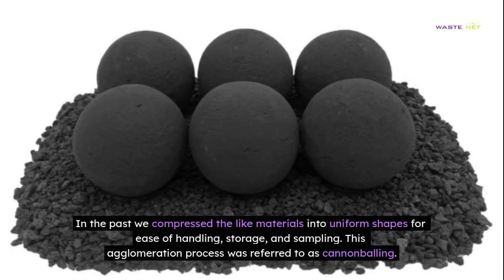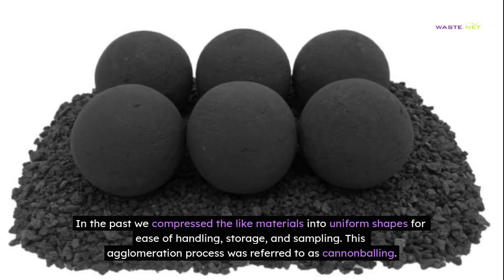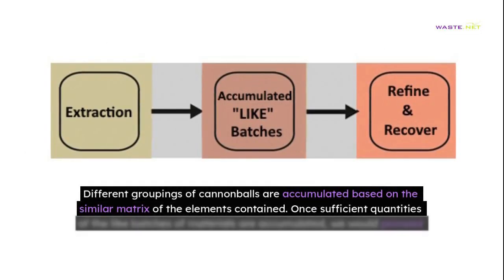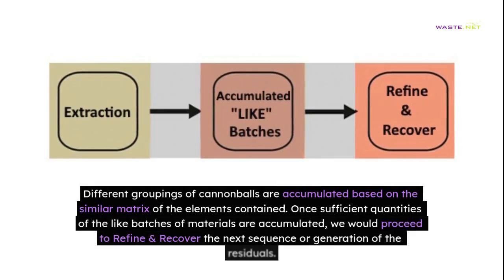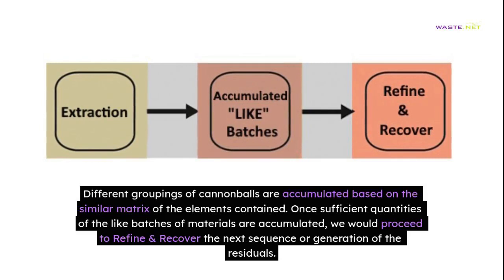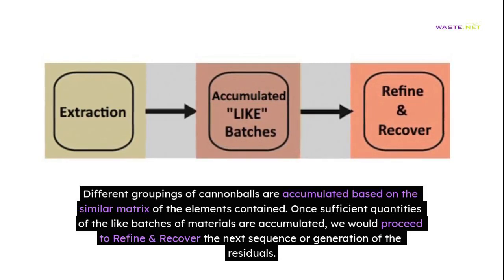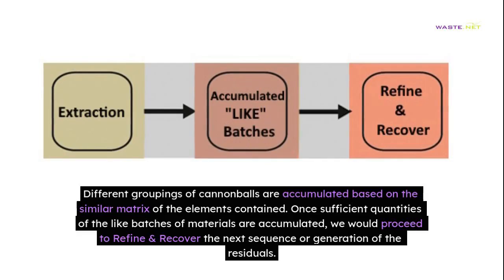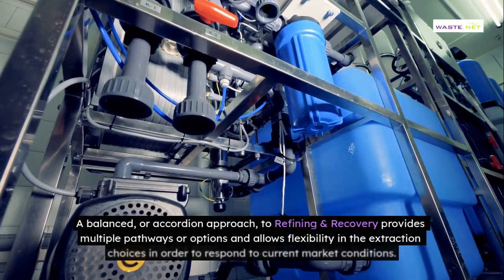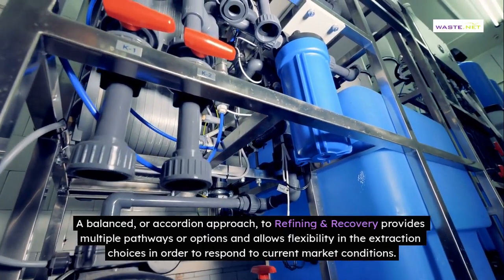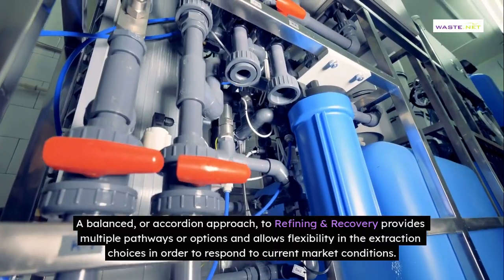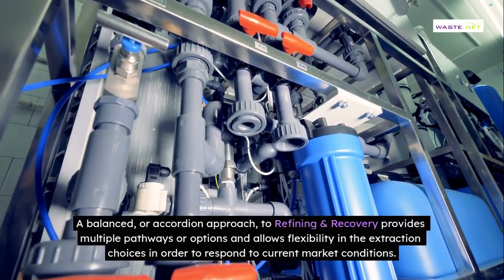In the past, we compressed the like materials into uniform shapes for ease of handling, storage, and sampling. This agglomeration process was referred to as cannonballing. Different groupings of cannonballs are accumulated based on the similar matrix of the elements contained. Once sufficient quantities of the like batches of materials are accumulated, we would proceed to refine and recover the next sequence or generation of the residuals. A balanced, or accordion approach, to refining and recovery provides multiple pathways or options and allows flexibility in the extraction choices in order to respond to current market conditions.